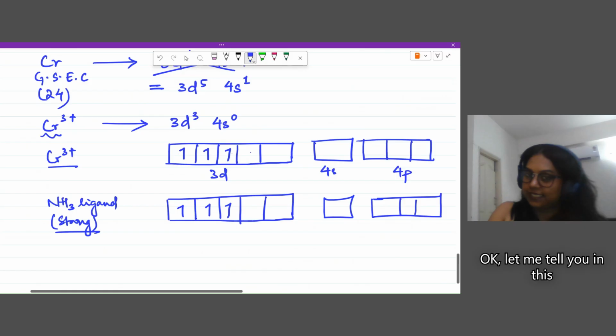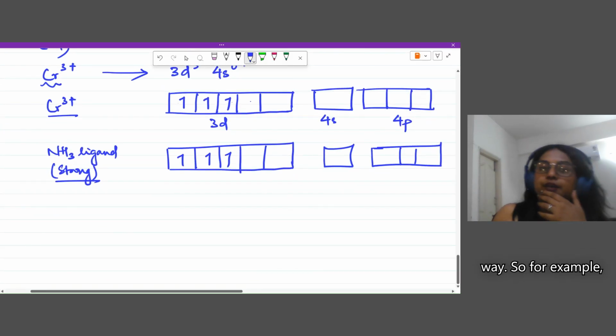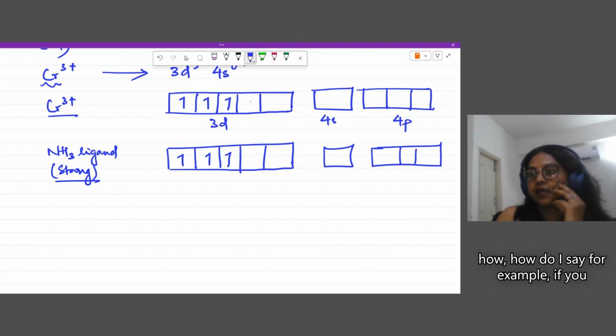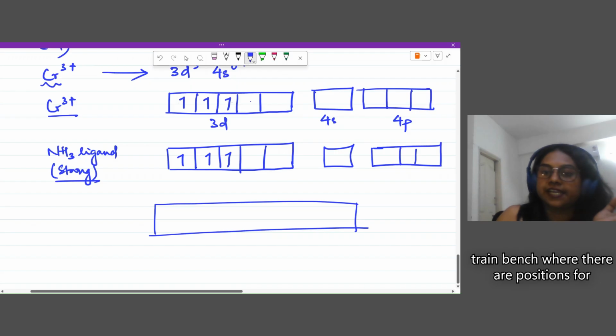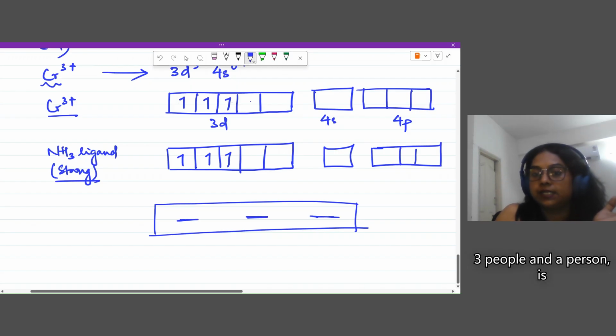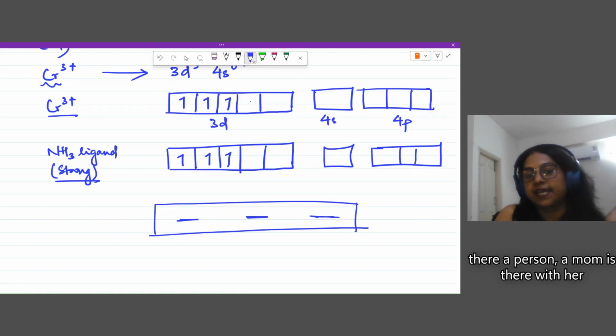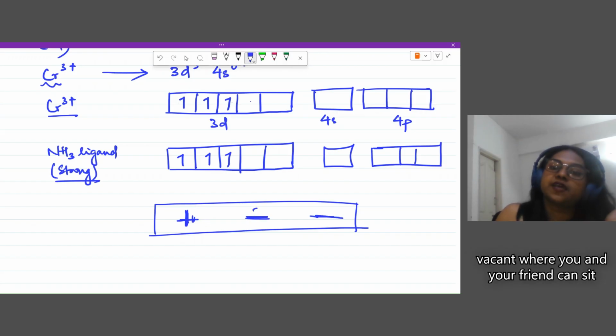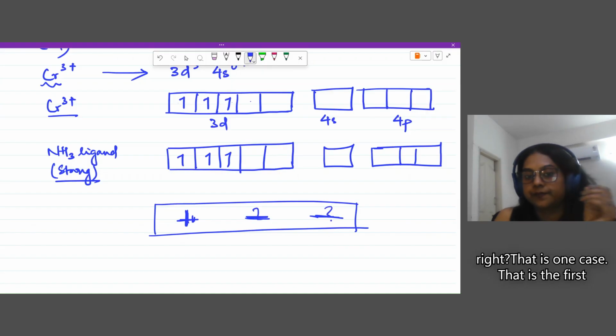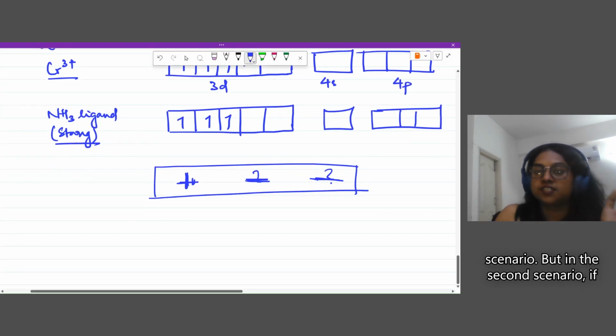Okay. Let me tell you in this way. For example, if you have a train seat or a train bench where there are positions for three people, and a mom is there with her child, the mom can take the child with itself, and that would make two places vacant where you and your friend can sit, right? That's the first scenario.